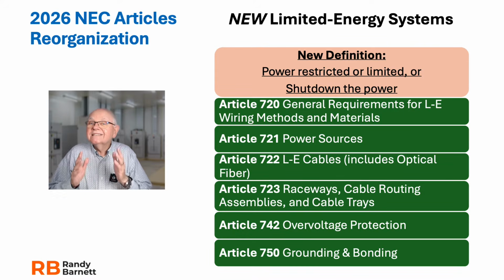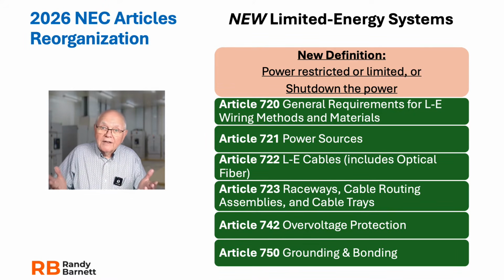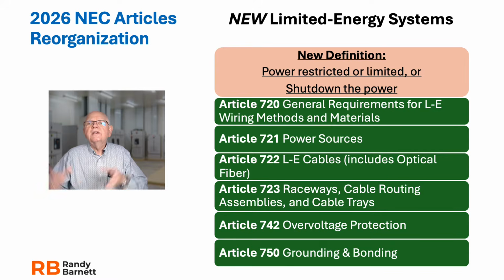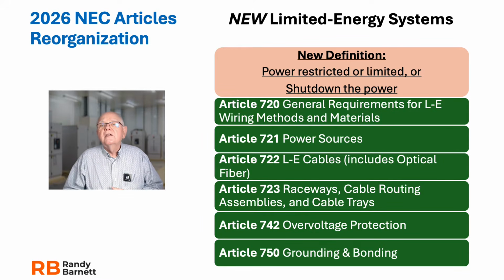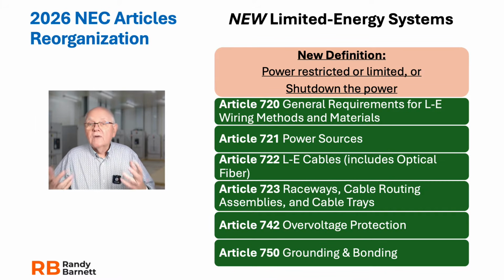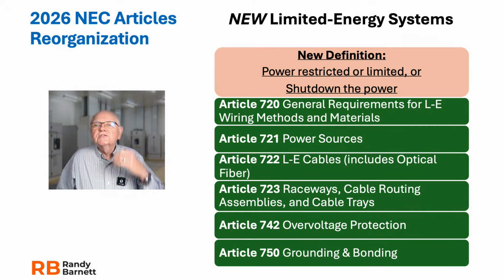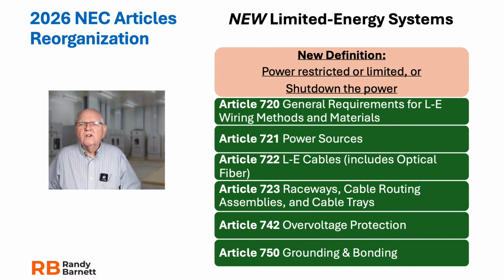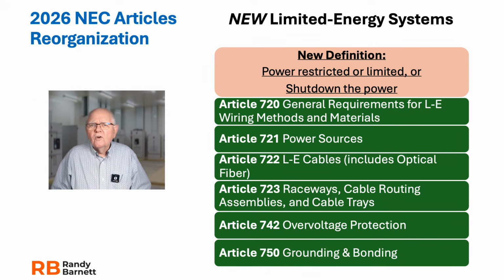So Article 770 was on optical fiber cable. It was a pretty lengthy article. That article has been deleted. Article 770 on fiber optics no longer exists, but the information's still there. What they've done is they've taken that information and put it into Chapter 7. So we'll find information in Article 722 on fiber optic cable as well as other types of limited energy cables. Now, Article 723, the new article, is on raceways, cable routing assemblies, and cable trays. There are some differences in construction there from what we find for our normal distribution wiring.